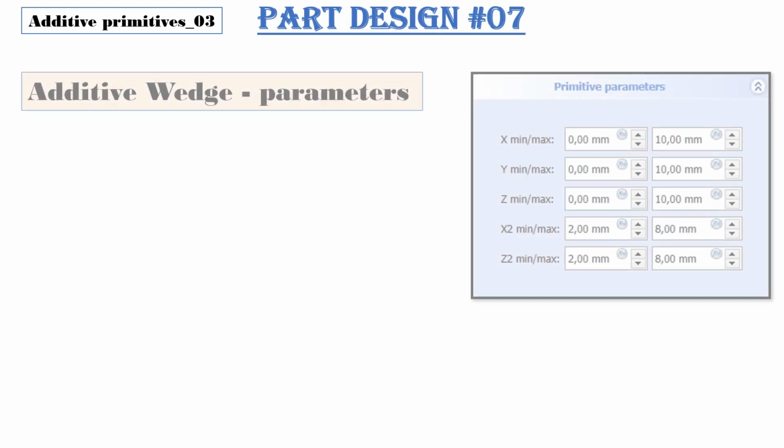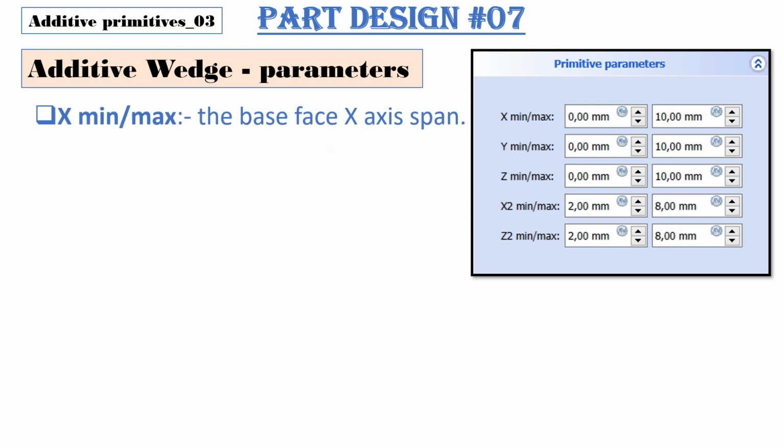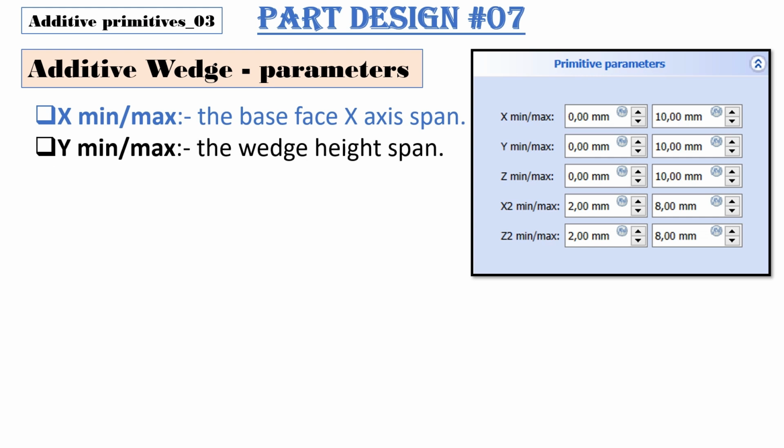The next additive primitive is wedge. When creating additive primitives, the primitive parameters dialog offers several parameters specifying how the feature should be and also its location. Here you find the additive wedge parameters at the base and at the top.